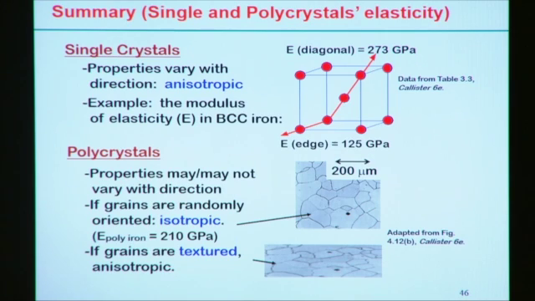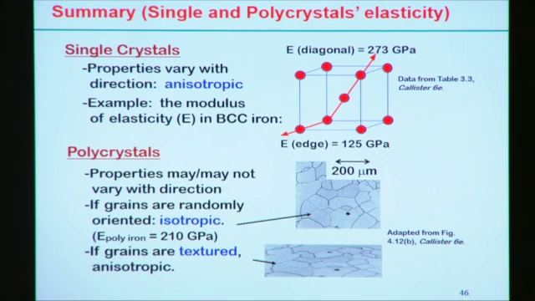So in summary, for a single crystal, the properties vary with direction, and we know that the atomic arrangement of a single crystal is different in different directions. So there is a difference in Young's modulus at different directions. If we look at that picture, along the diagonal direction for BCC iron, Young's modulus is 273 gigapascal, but along the edge Young's modulus is 125 gigapascal. So here we find the difference in Young's modulus in two different directions.